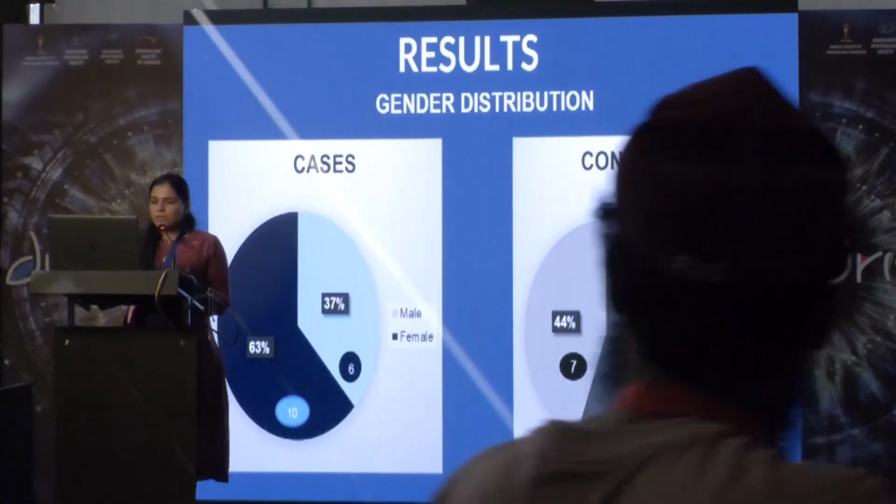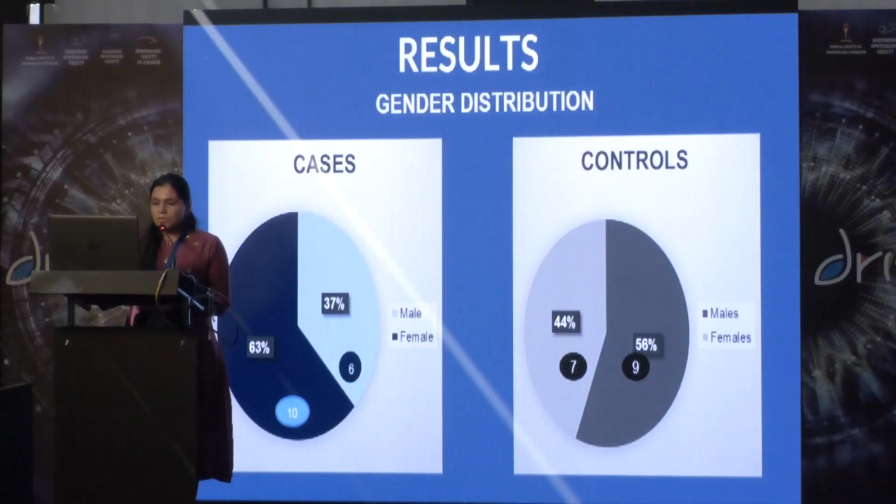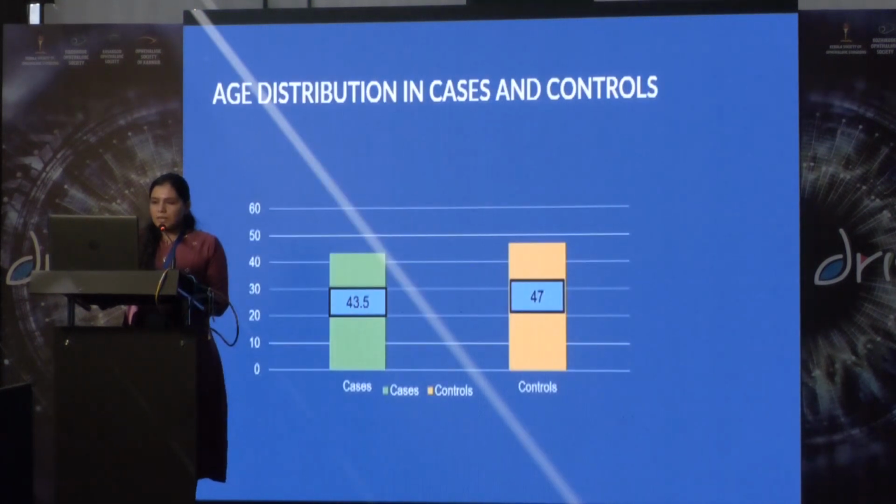The results: based on the gender distribution, 37% were male and 63% were female in cases, and in the 32 eyes of controls, 44% of them were female and 56% were male. For the age distribution, the mean age in cases was 43.5 years and the mean age in controls was 47 years, and the range was between 18 to 65 years of age.